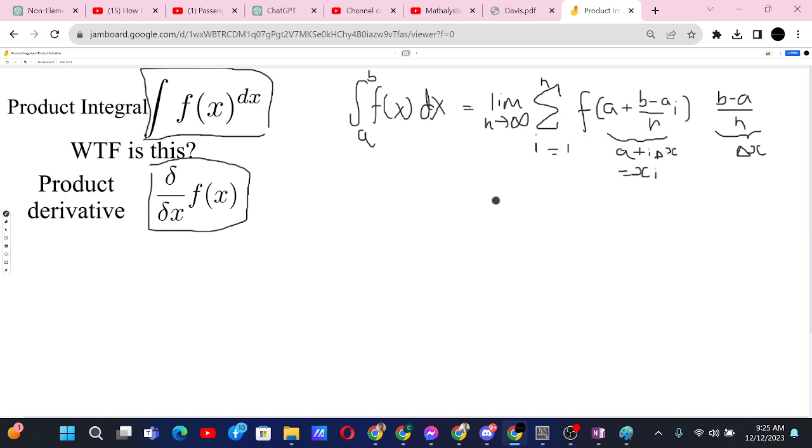So this is actually equal to the limit as n tends to infinity of the sum from i equals 1 to n of f of xi times delta x. So this is the normal integral.